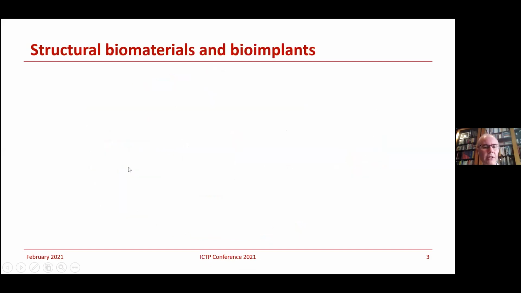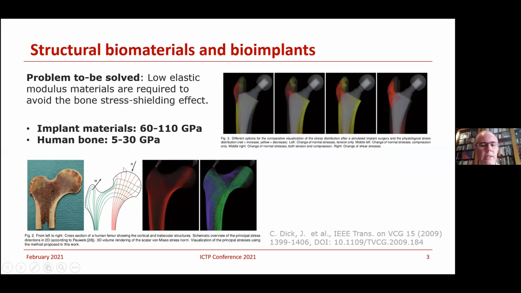Now, the motivation is looking for structural biomaterials and bioimplants. You are very much interested in that because of the use. So you have this interface between the bone and the implant, and this requires the right combination of the density as well as the elastic properties in order to avoid the bone stress shield effect. Now, in the case of the bone, this is a very complex material. In this interface between the metallic implant and the bone, you have several challenges here.